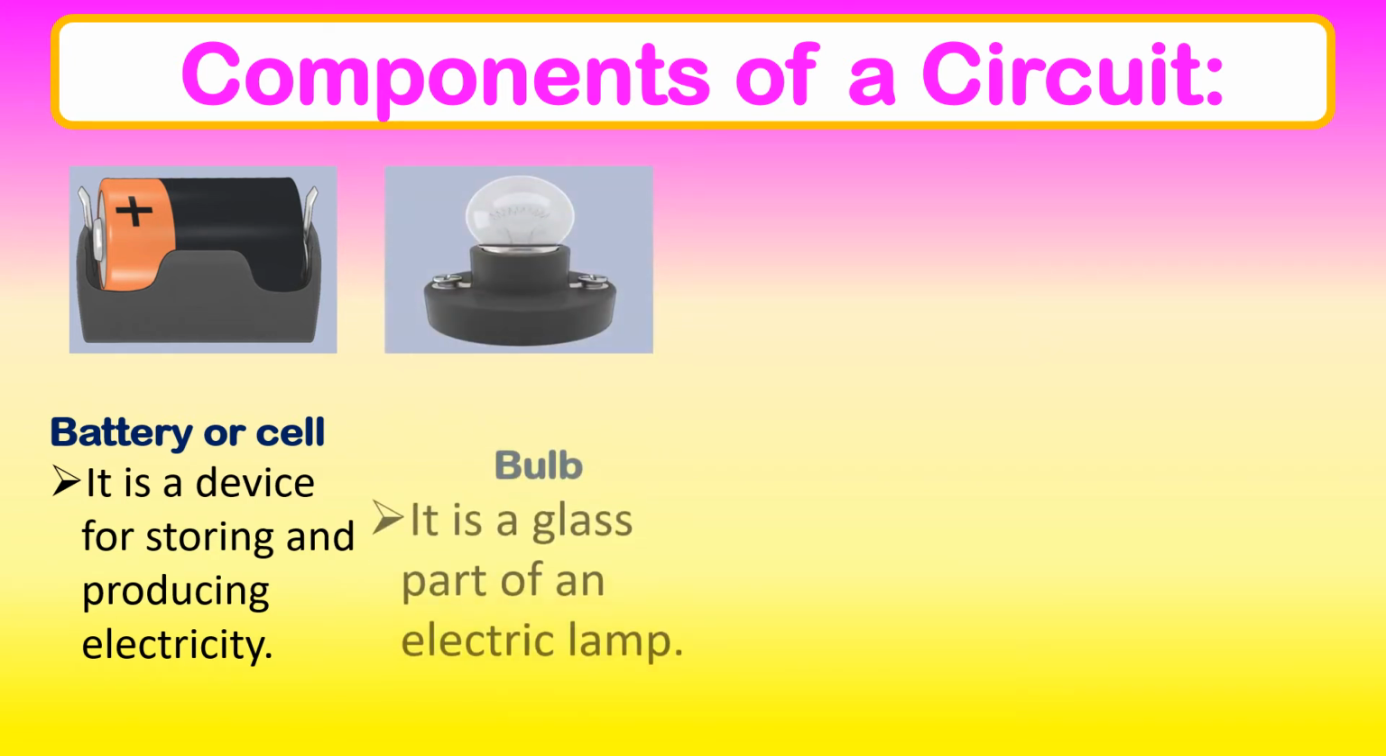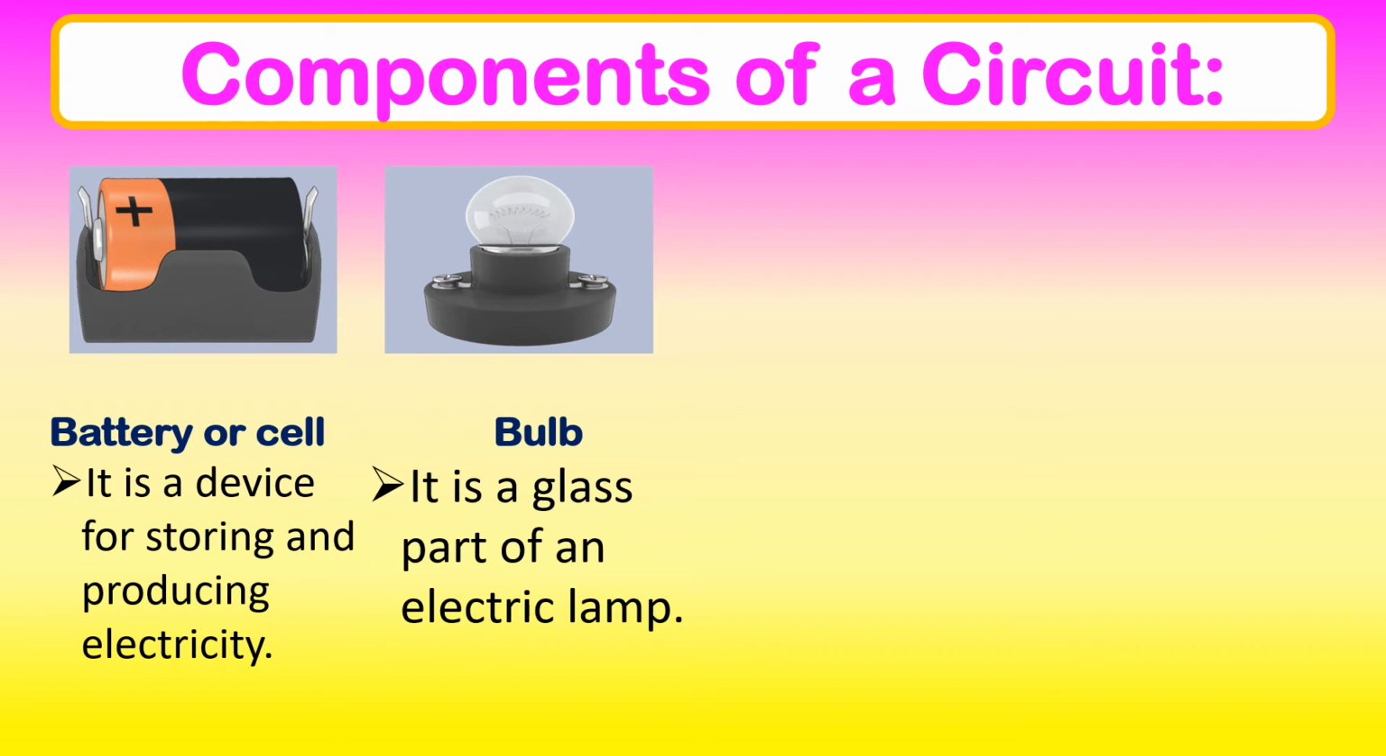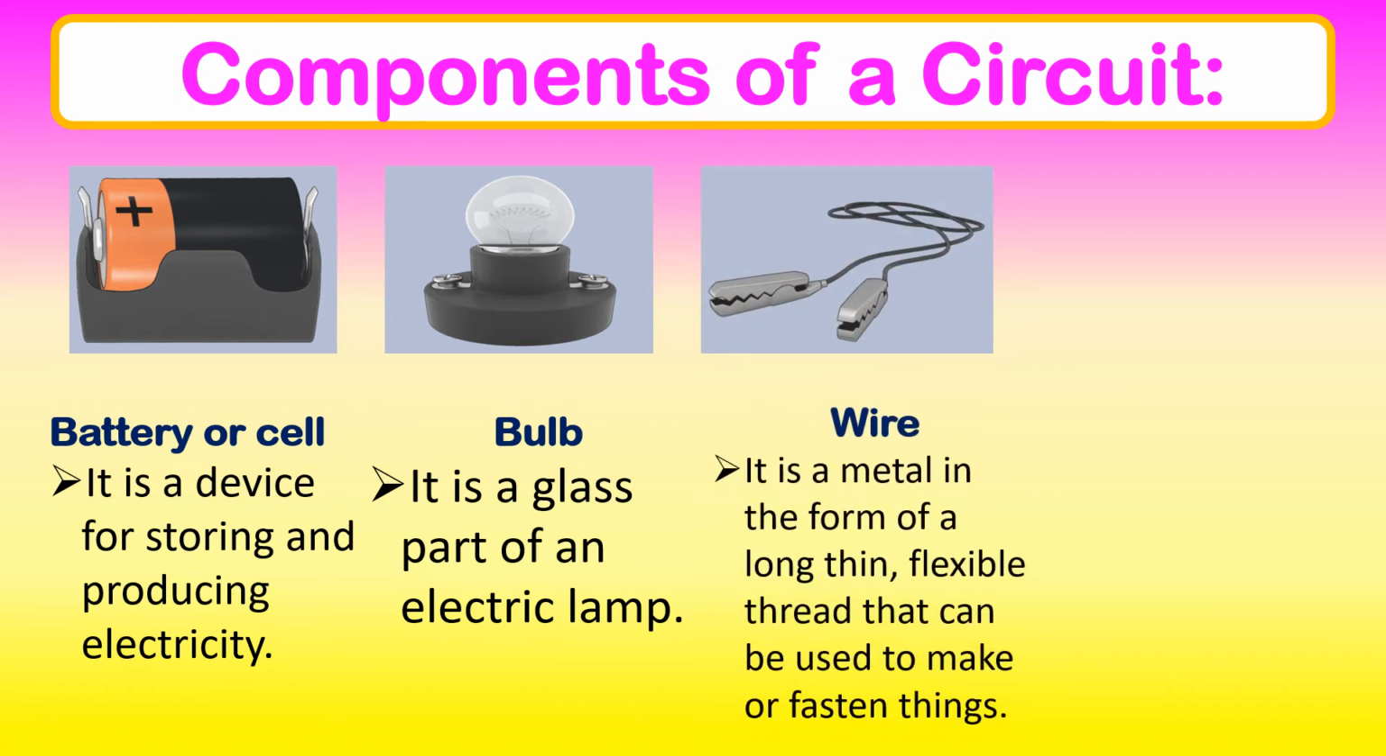Another, a bulb. A bulb is the glass part of an electric lamp. It is a relatively simple device consisting of a filament resting upon or somehow attached to two wires. The wires and filament are conducting materials that allow charge to flow through them. Another, wire. Wire is a metal in the form of a long, thin, flexible thread that can be used to make or fasten things. The purpose of the wires in a series circuit is to allow the electricity to flow from one device to the next. Wire is used to carry the flow of electrons.